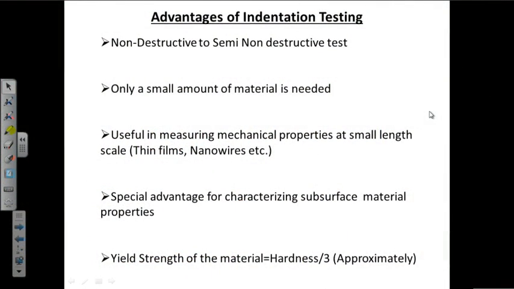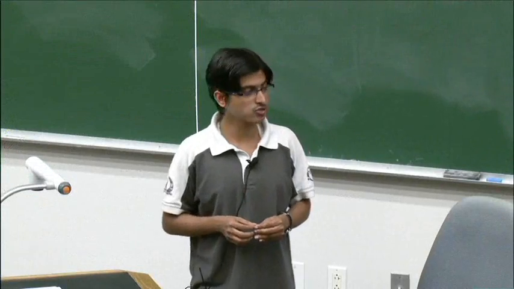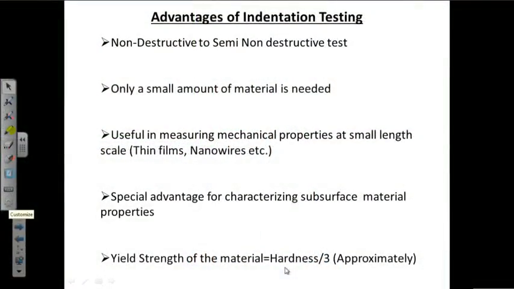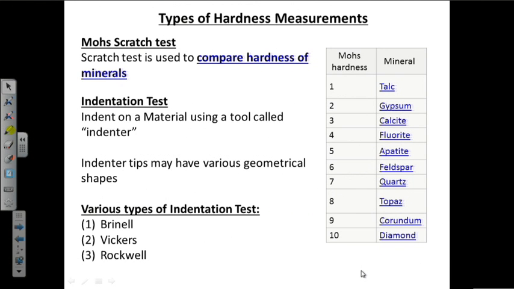And the most important advantage is, once we know the hardness of a material, we can directly calculate the yield strength of that material by using a very simple formula, which is yield strength equals hardness divided by 3. So now I am going to talk about different types of hardness measurements.